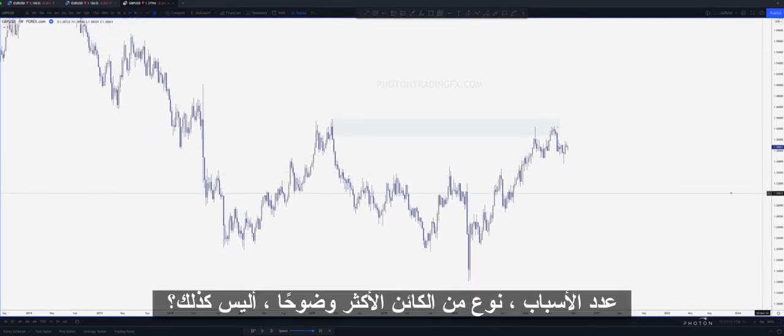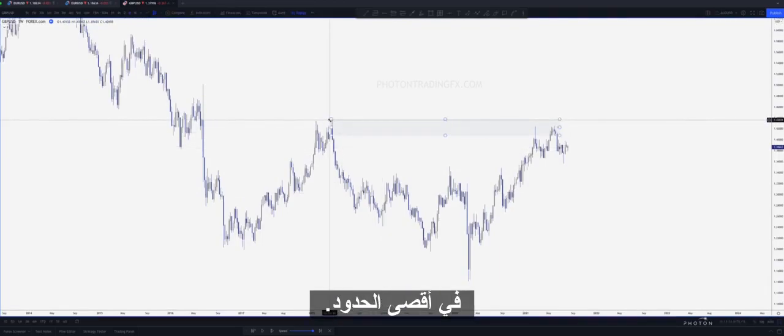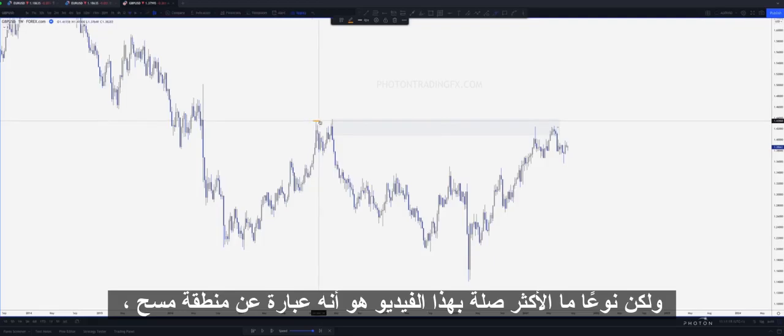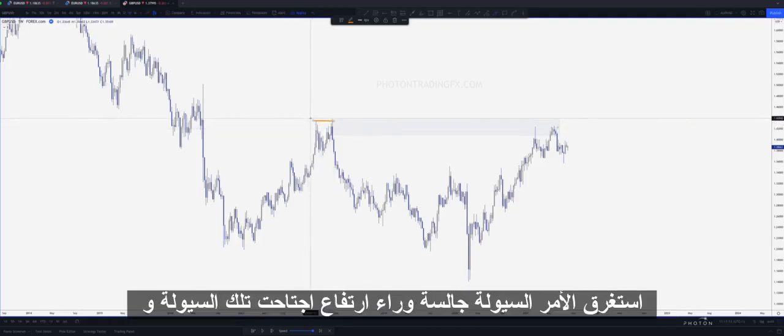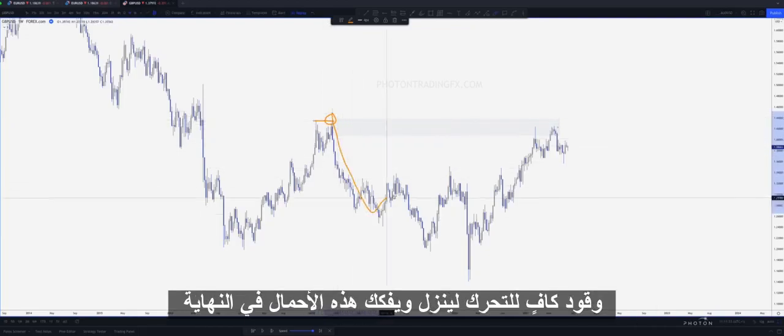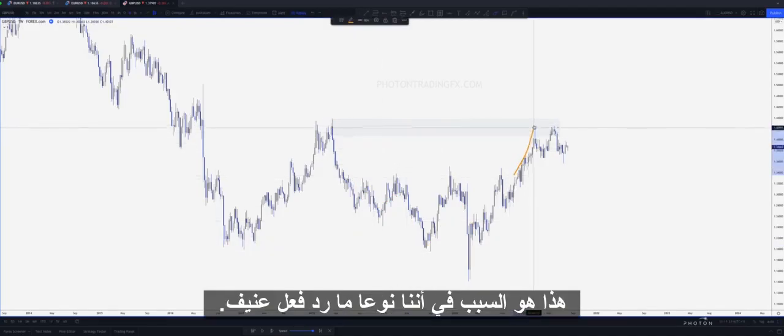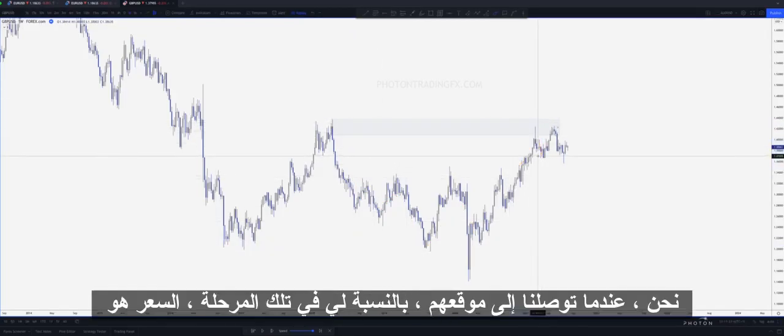Number of reasons, the more obvious one being, right, it's right at the extreme. We know these zones are always going to have a pretty decent reaction, but what's more relevant to this video is it's a sweep zone, right? It took the liquidity sitting behind that high, swept that liquidity, and then that fueled the move to come down and eventually break those lows down here, right? So that's a pretty damn strong zone. That's why we saw such a violent reaction initially when we came into there.